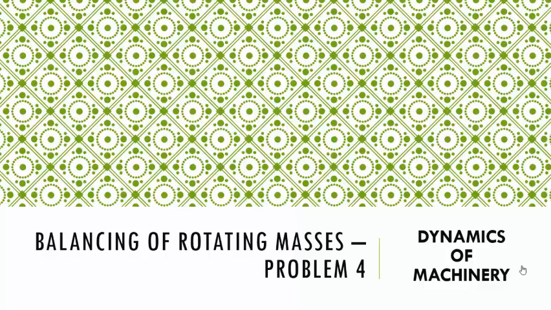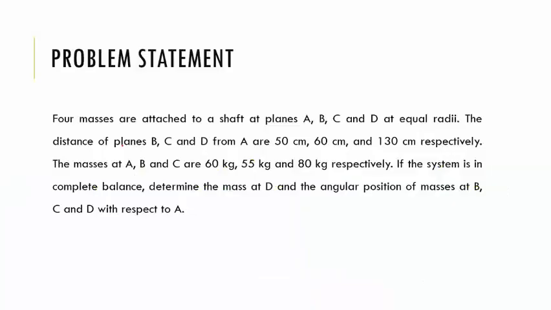Dear students, in this lecture video we are going to solve a problem on balancing of rotating masses. Four masses are attached to a shaft at planes A, B, C and D at equal radii. The distance of planes B, C and D from A are 50 cm, 60 cm and 130 cm respectively. The masses at A, B and C are 60 kg, 55 kg and 80 kg respectively.